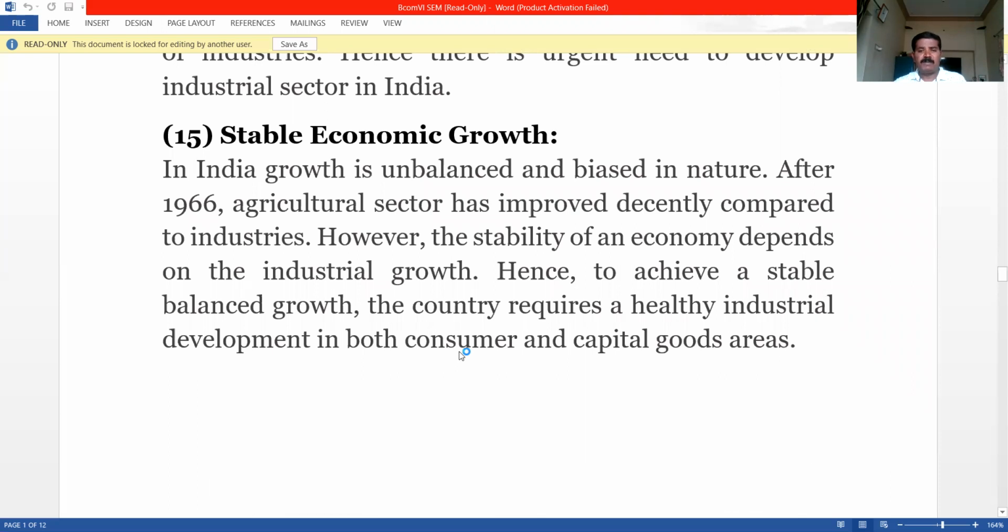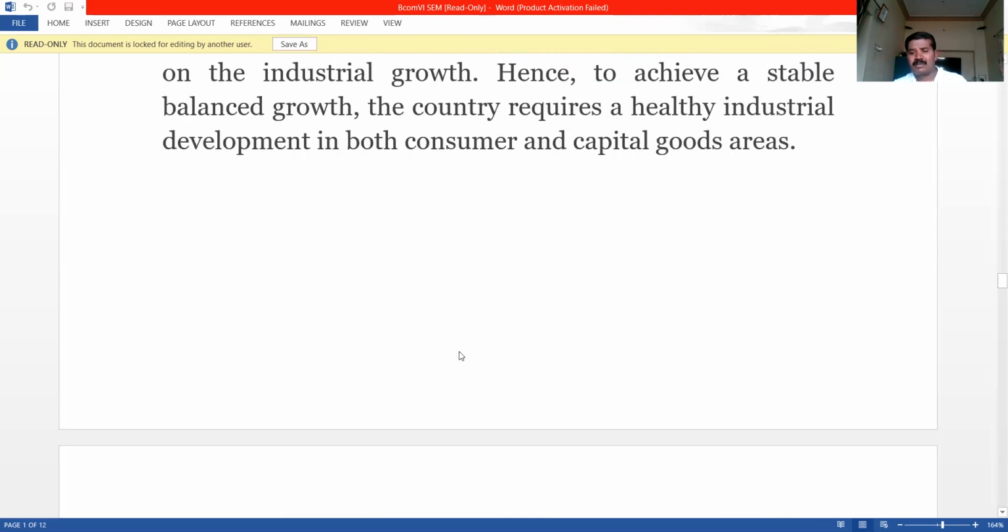Next point, stable economic growth. In India, growth is unbalanced and biased in nature. After 1966, the agricultural sector has improved decently compared to industries. However, the stability of an economy depends on industrial growth. Hence, to achieve stable balanced growth, the country requires healthy industrial development in both consumer and capital goods areas.